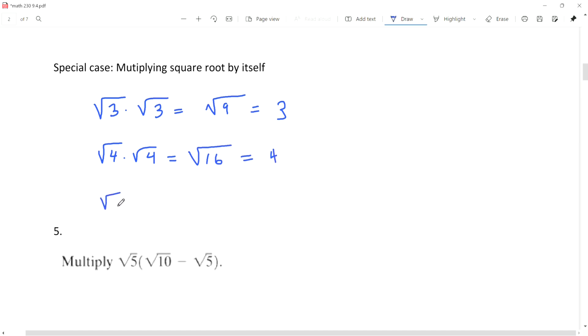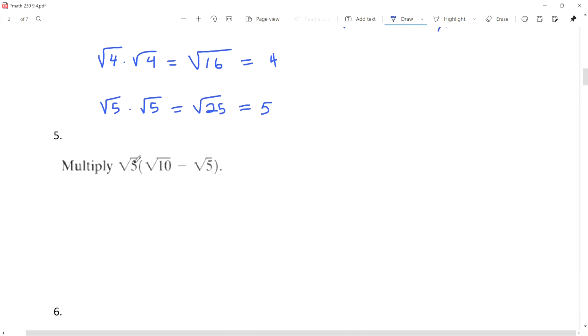Now let's do it one more time. The square root of 5 times the square root of 5 is equal to the square root of 25, which is exactly 5. So there is a pattern. If we take the square root of any number x times the square root of any number x, we just get x. So the square root just disappears, and all we're left with is the radicand.